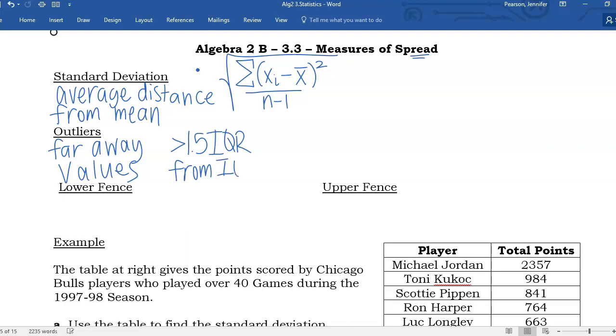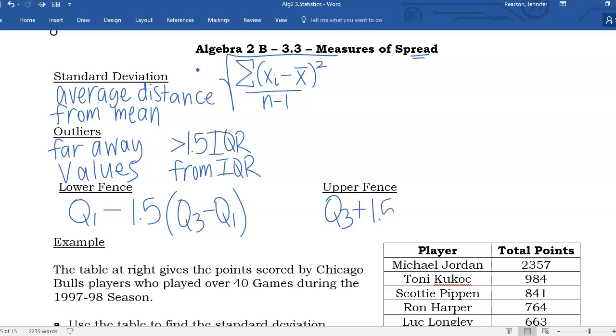And to put that in formula terms, we're going to take our lower quartile and we're going to subtract 1.5 interquartile ranges, that's our lower fence, versus our upper fence. We're going to take our upper quartile and we're going to add 1.5 interquartile ranges. Okay? So if a value is less than the lower fence or greater than the upper fence, that value is far away. It becomes an outlier.